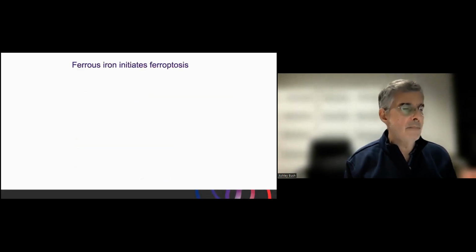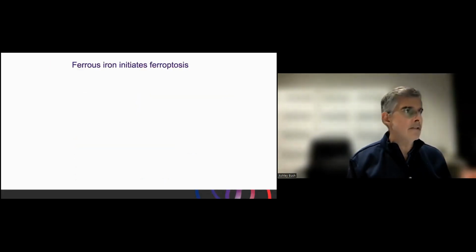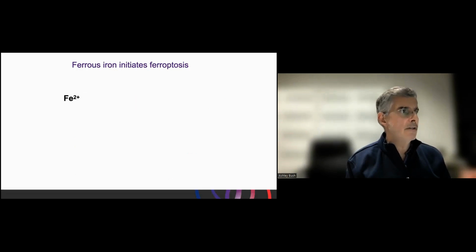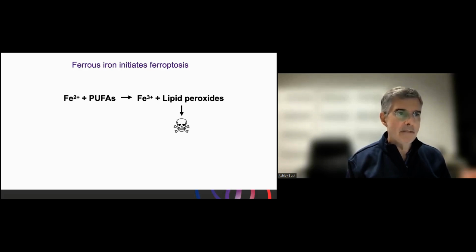So to drill down a little bit into the mechanism of ferroptosis, this is the core reaction that occurs, where cytoplasmic ferrous iron reacts with polyunsaturated fatty acids in the plasma membrane to form lipid peroxides. And the lipid peroxides are responsible for a radical chain reaction that propagates throughout the membrane of the cell and ruptures the cell membrane, leading to cell death. The signal can actually be propagated through neighboring cells so that there is a wave of death throughout the tissue.